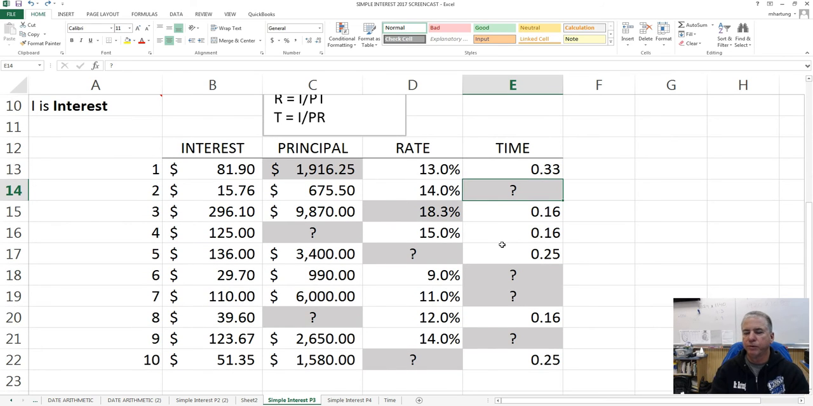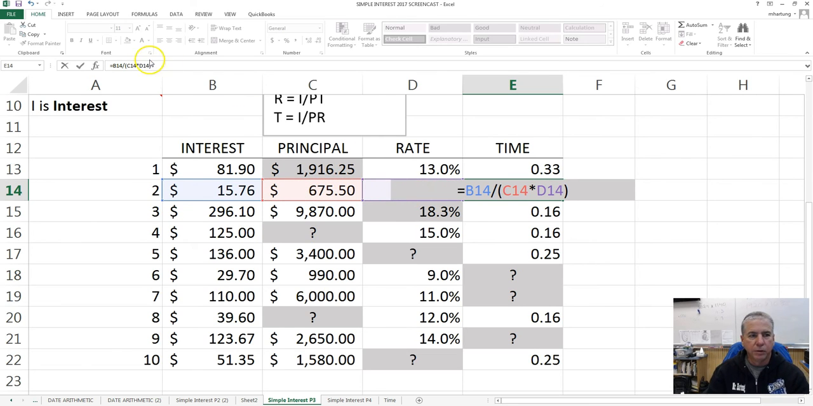Well, let's go through this, and we'll first calculate time in terms of a year, and then we'll convert that time to days so that we can see how that would work out. So here we go. Equal sign. Interest divided by P times R.